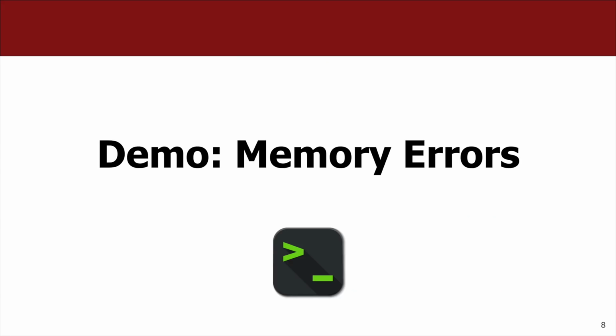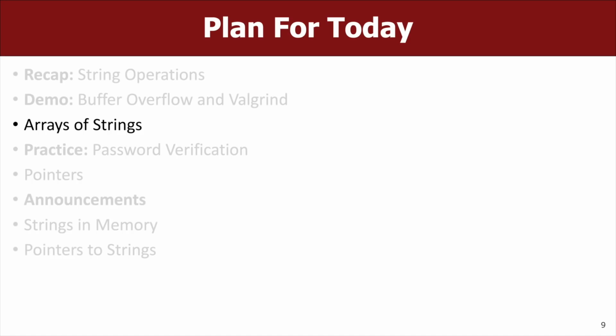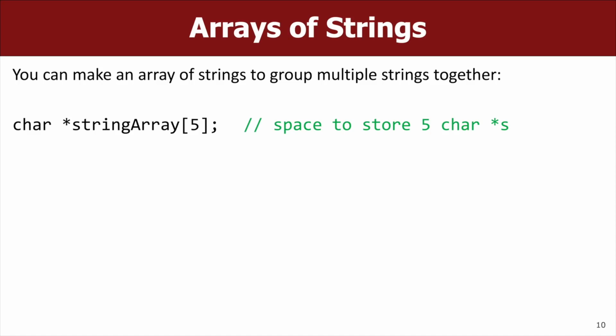So that's an example of some memory errors that can occur in your program and how Valgrind can help. Next, I want to talk about arrays of strings. In your program, you can store an array of strings using this syntax. It's very similar to making an array of characters, except instead of the type being char, the type is now char star. So in this case, string array is allocated as an array of strings that stores 5 char stars. Now, one important note is that this array does not store every character in every one of these strings. Rather, it stores 5 pointers to strings.